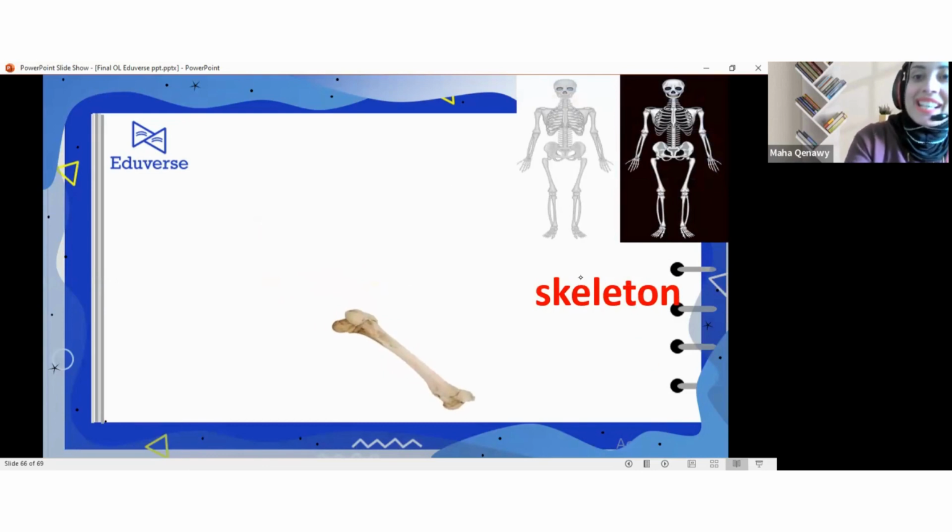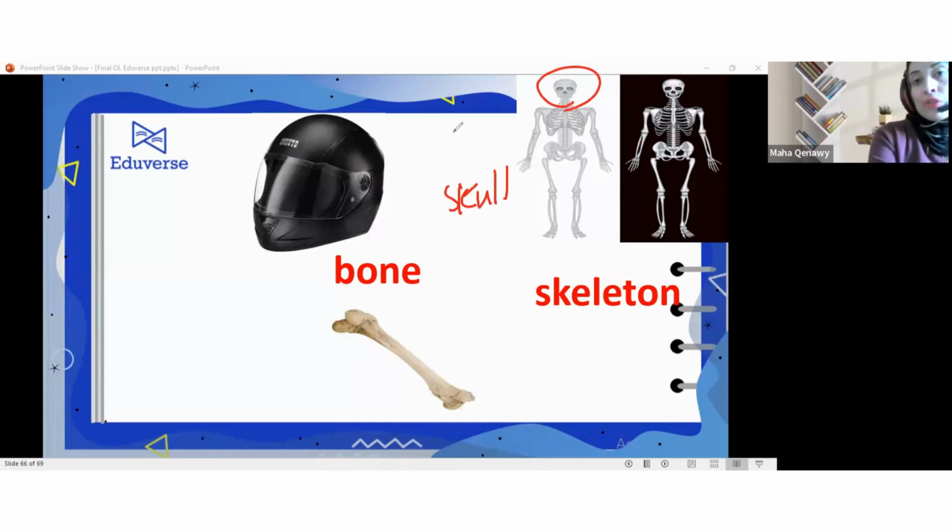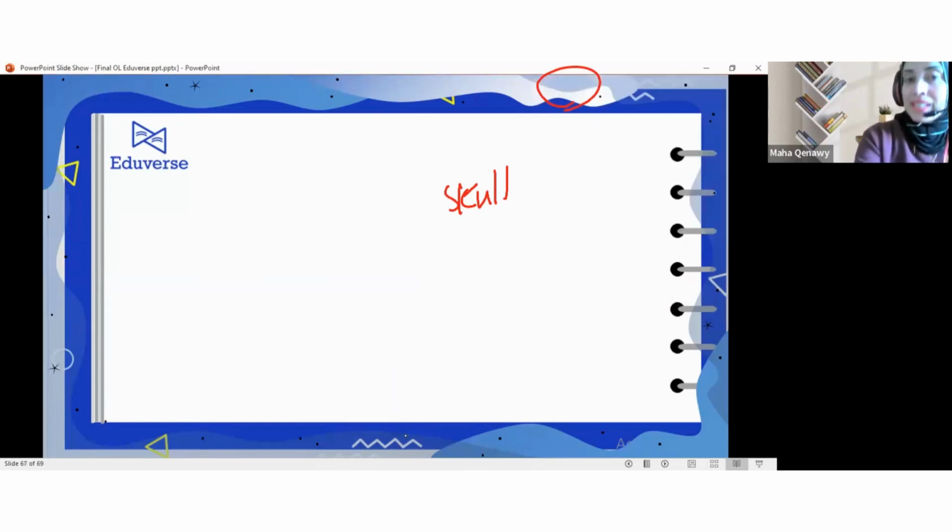Remember, this is a skeleton. Bone, one bone. All of the system of bones is a skeleton. And remember, this only is called a skull. Skull. If someone is riding a motorbike, they have to wear it. It's a helmet to keep them safe. Very good.